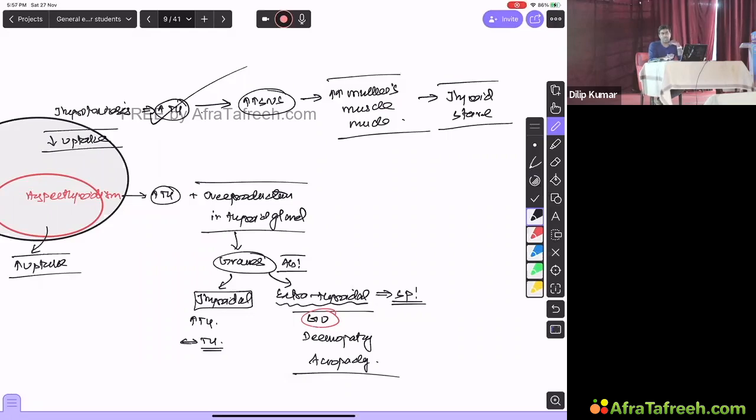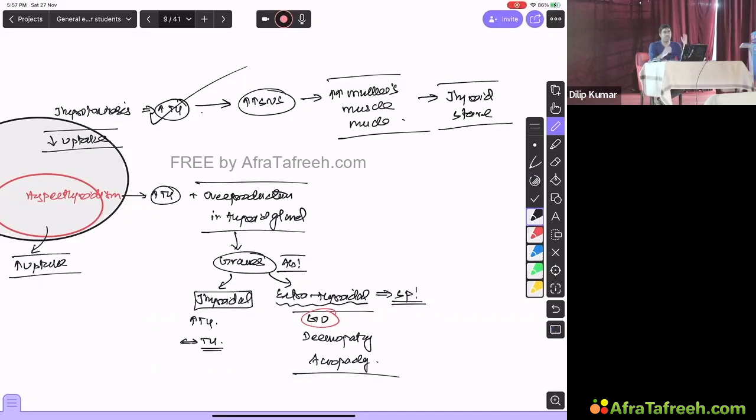Clear? For example, what is Von Graefe sign? That's called lid lag. So what is lid lag? Look at me. When I look up like this and when I look down, it's not just my eyeballs that are moving, my eyelids are also moving down along with the eyeballs.